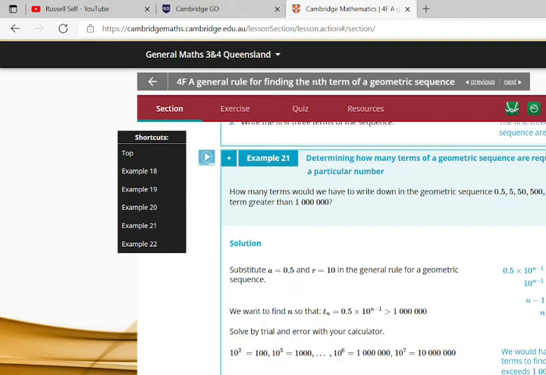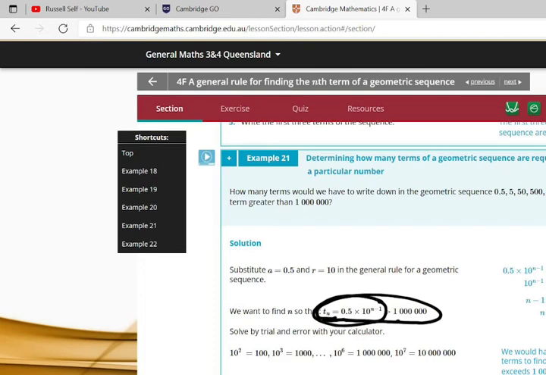So the first thing is we have to find the A and the R. And you see that the first term, of course, is 0.5. And if you take 5 divided by 0.5 to find the common ratio, you're going to get 10. And that gives us the general rule for the sequence. So here's our general rule. And they want this side to be bigger than 1 million, because we're looking for a number that's bigger than 1 million.